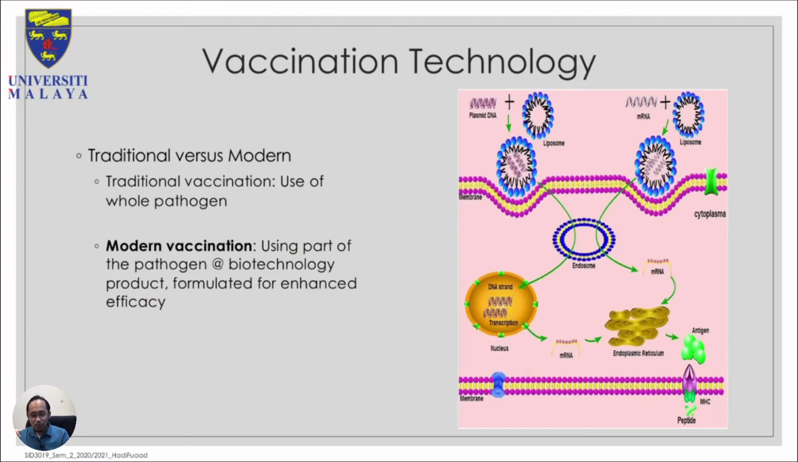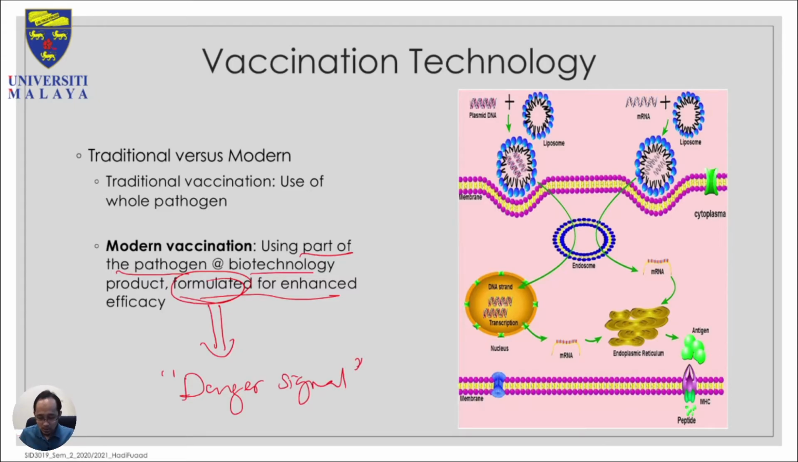All right. Modern vaccines, on the other hand, use part of a pathogen or bacteria, or biotechnological products formulated for enhanced efficacy. The keyword here is formulation. The formulation is part of the danger signal that I mentioned initially. How you formulate it, we'll talk about soon.